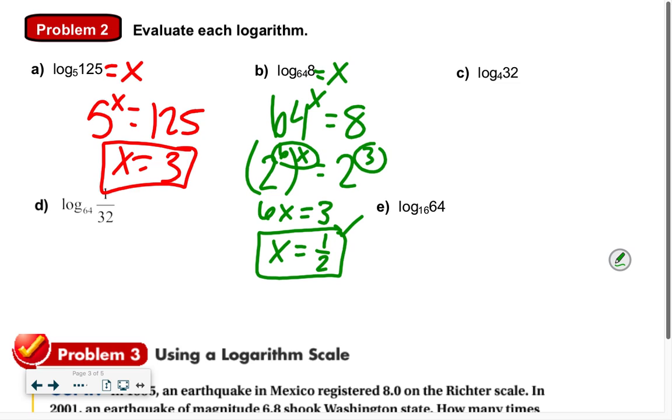Do we have to do all that writing, or can we just guess and check? Well, it's not the hard ones. It's gonna get harder. So if you don't have a nice base, like here, we knew 5 to the third is 125. If you have something that doesn't work directly, I want you to solve it this way. Okay?